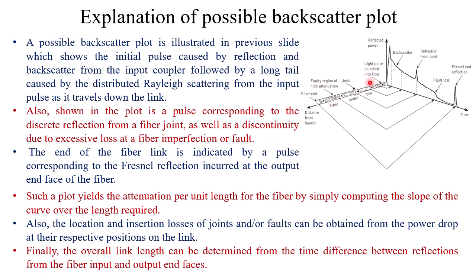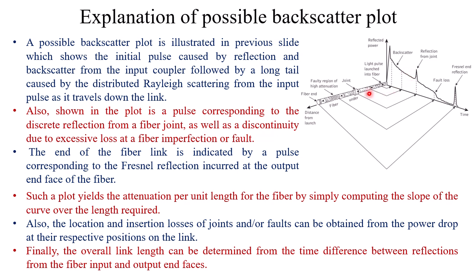So this is one example of such a chart. The light pulse is launched into the fiber right here, so we have a very large pulse right here. Then the backscatter starts. This is the test fiber, so the backscatter started and the amplitude falls.